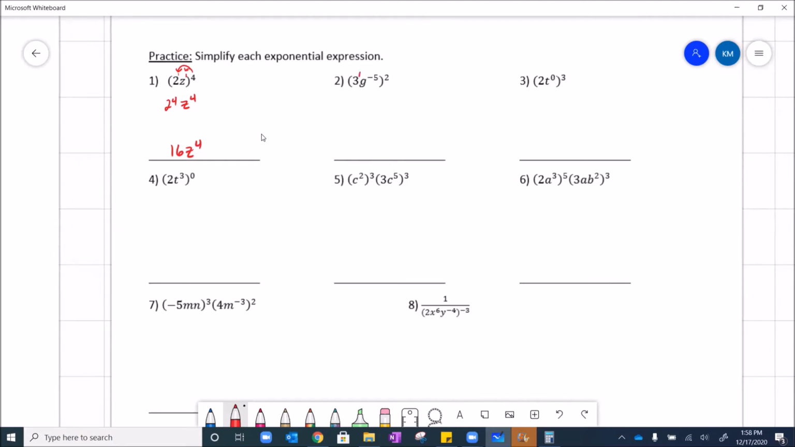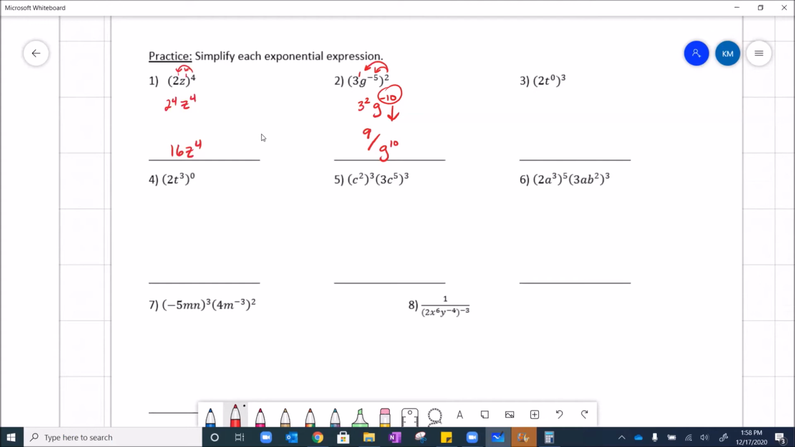Number 2, I'm going to distribute this 2. So I have 3 squared g to the negative 10. This negative needs to move to the denominator. 3 squared I can simplify to give me 9. So 9 over g to the 10th.